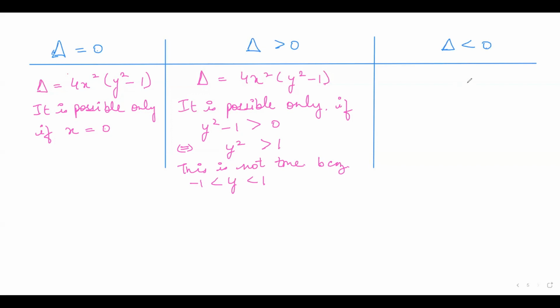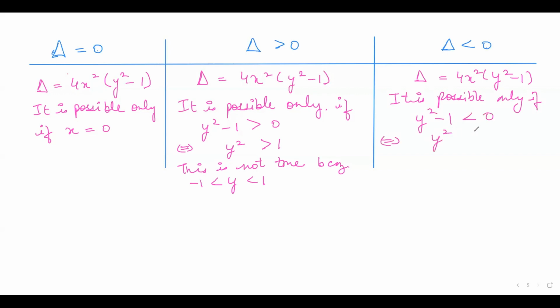Now the only case that is left is discriminant less than 0. In this case, this is possible only if your y square minus 1 is less than 0. That means y square has to be less than 1. Yes, this is possible. y square can be less than 1 because if we take y to be in this range, so this is possible.